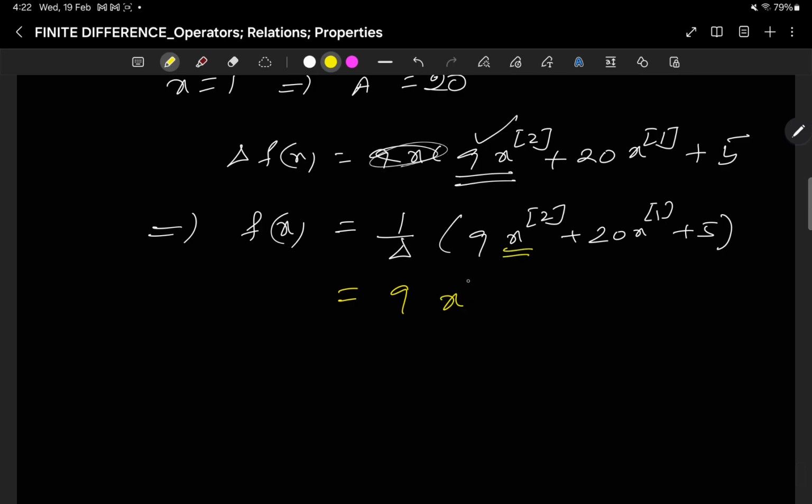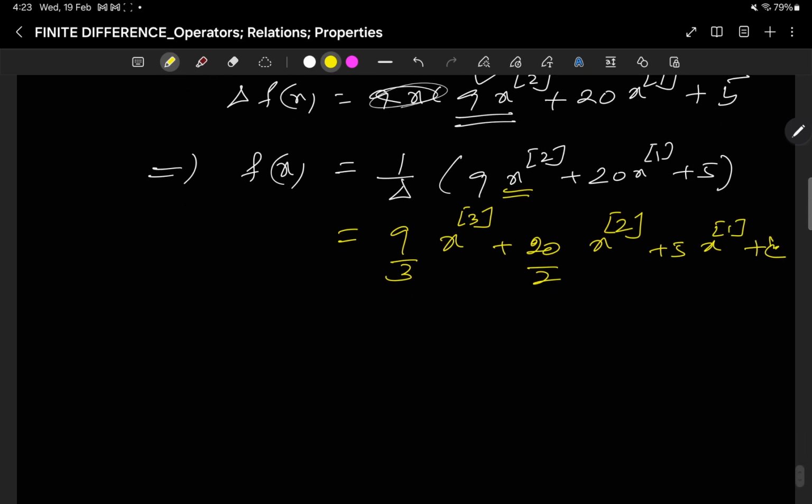Integration of this is x to the power n plus 1, 3 by here 3 plus 10, it is x to the power 2 by 2 plus 5 x to the power 1 plus the integral constant, some c is there. Okay, or I write some k is there, constant of integration. So this will be in factorial notation.